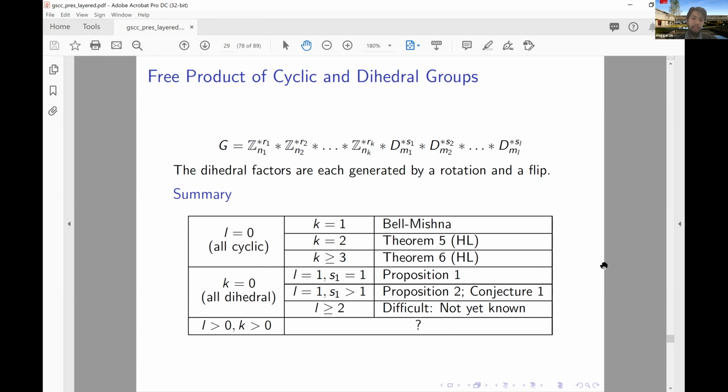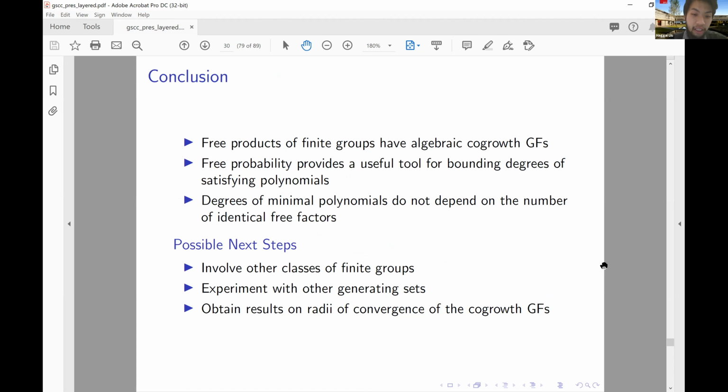So you can see most of the cases, work has not yet been done, but in some of the simple cases, there are results from me, and there's one result from my advisor as well. And so that's just a summary of what we've seen in these slides. And here are some conclusions. So I'll just talk about the next steps.